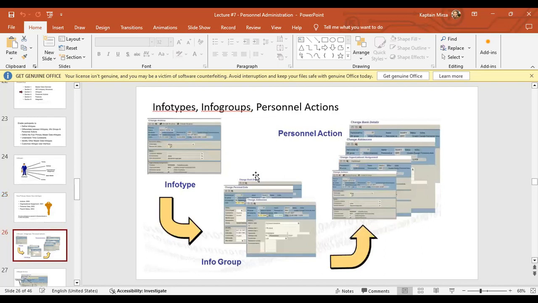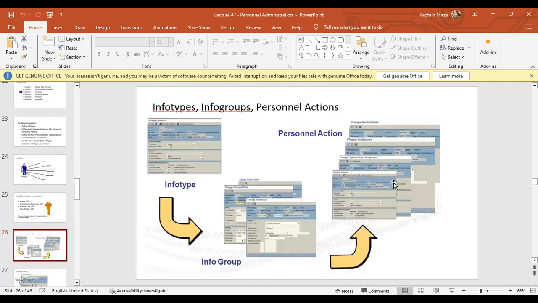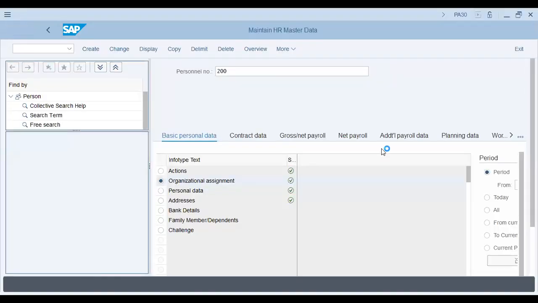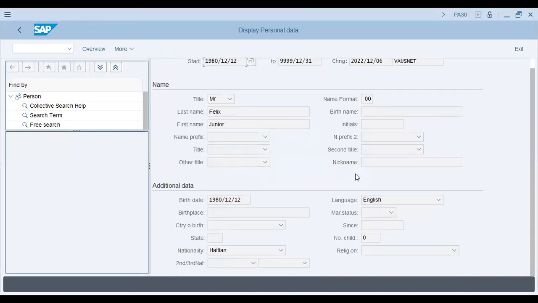Okay. So the personal number, in order to be effective, will have these info types: action, assignment, personal data, and payroll status. And we will group them into one so that we can have a personal number issued to the employee. And we have already seen menus. These are the menus basically. If you look into personal data, display, we have details over here.